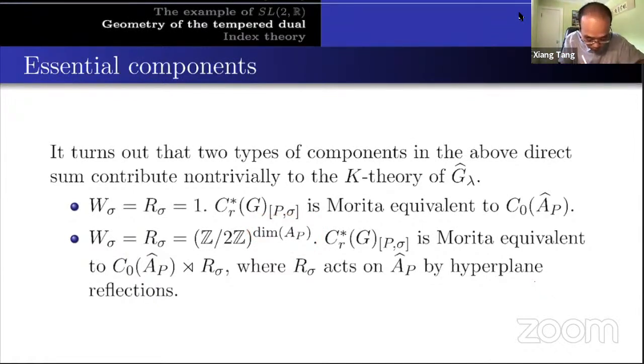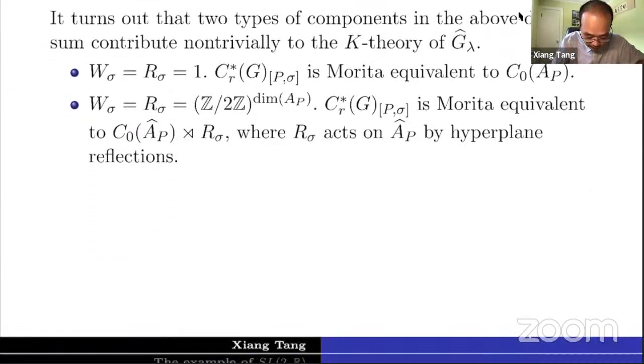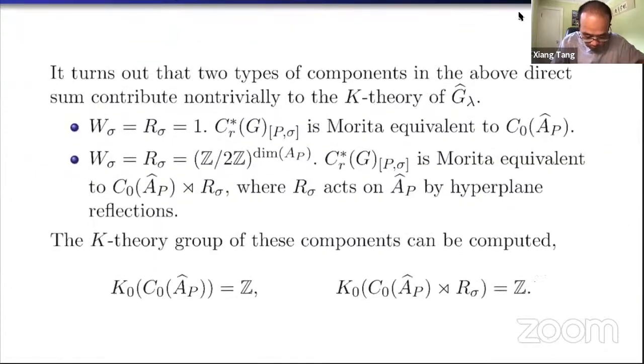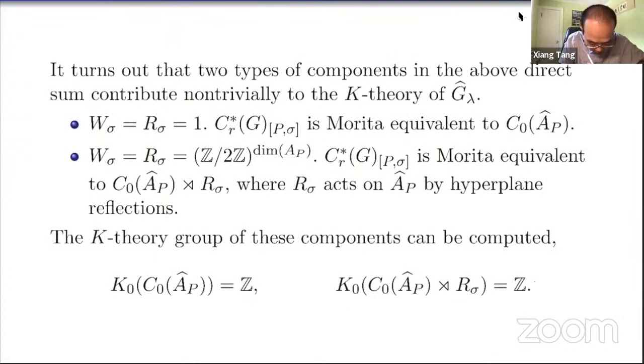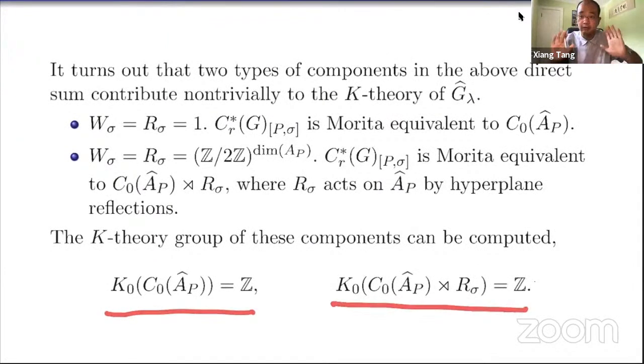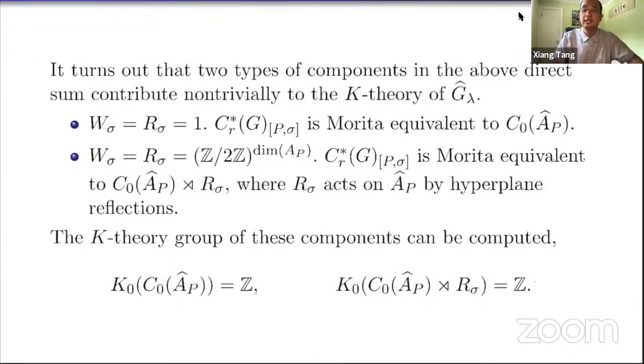In this way, we have this algebra, right? This part is just functions on some vector space with this dimension, and R sigma acts on this space by hyperplane reflections, with exactly the same number of reflections as the dimension. So that's the nice component we'll work with. The result proved in C-star algebra theory is that this part and this part have non-trivial K-theory.